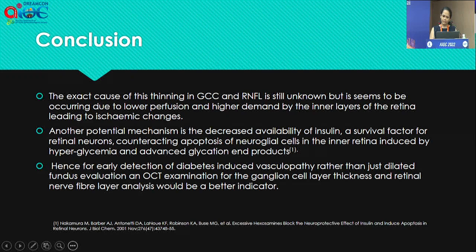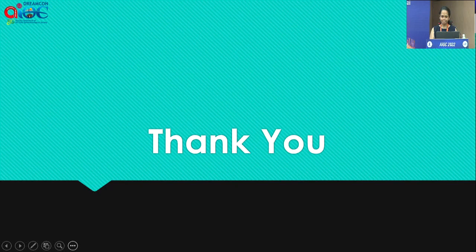Another potential mechanism is the decreased availability of insulin, which is a survival factor for the retinal neurons, counteracting the apoptosis of the neuroglial cells in the inner retina, which is induced by hyperglycemia and advanced glycation end products. Hence, for early detection of diabetes-induced vasculopathy, rather than just dilated fundus evaluation, an OCT examination of the ganglion cell layer and the RNFL should be done. Thank you.